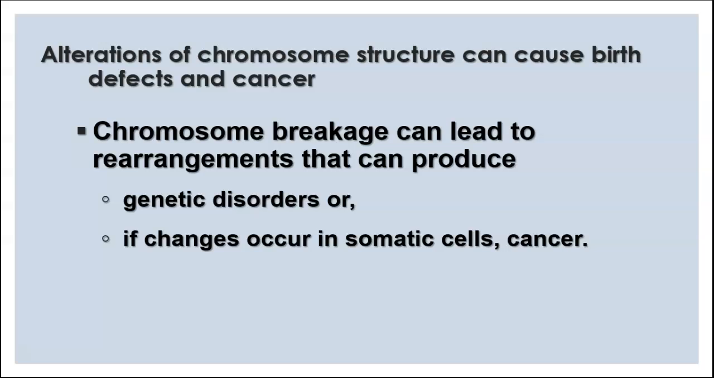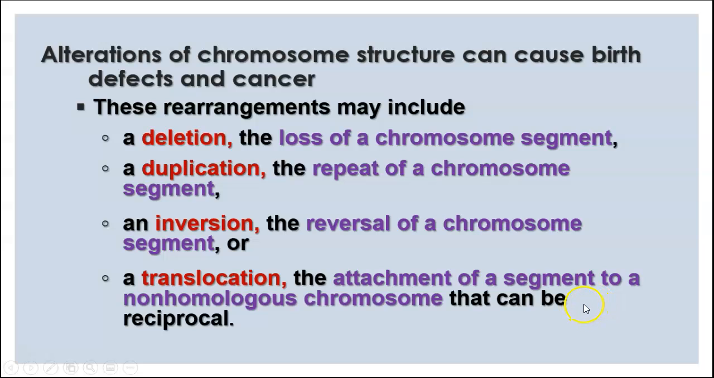There are also other alterations of chromosome structure that can cause birth defects and cancer of various kinds. These are chromosomal mutations rather than gene mutations like we talked about when we talked about DNA, okay? These can produce genetic disorders or sometimes cancer, and these would be things like a deletion of a part of a chromosome, a duplication of part of a chromosome, an inversion, which is when part of it breaks off and reattaches backwards, or a translocation, which is attaching a part of one chromosome to a separate, different, non-homologous chromosome.